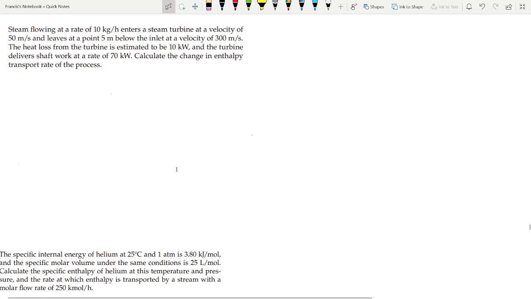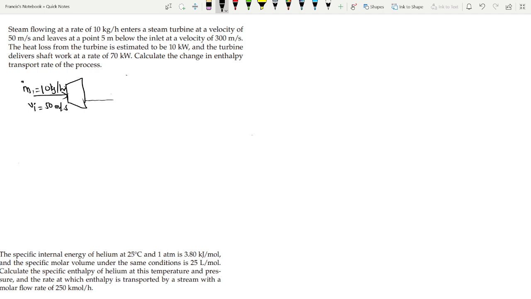So the next question says that steam flowing at a rate of 10 kg per hour enters a steam turbine. So we can just do a sketch of our steam turbine. If this is our turbine, and then the steam here flows at a mass rate of the inlet, 10 kilogram per hour, enters a steam turbine at a velocity of 50 meter per second. So V1, the entry, is 50 meter per second.